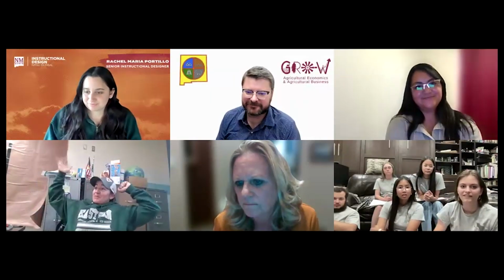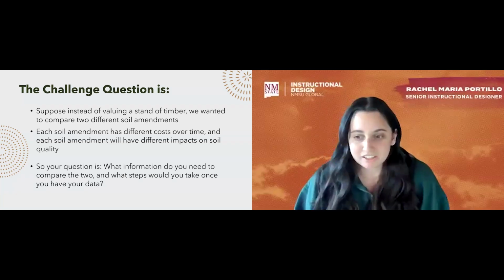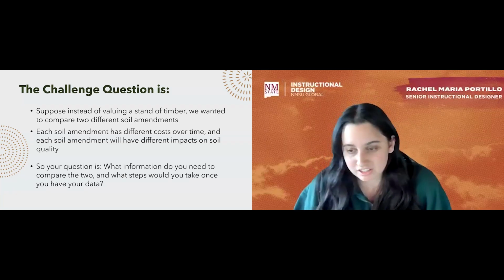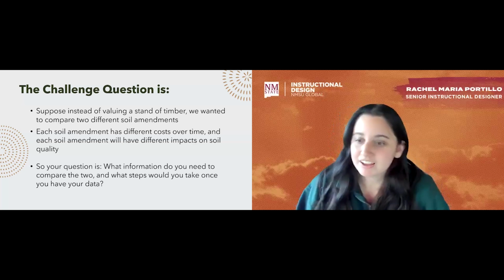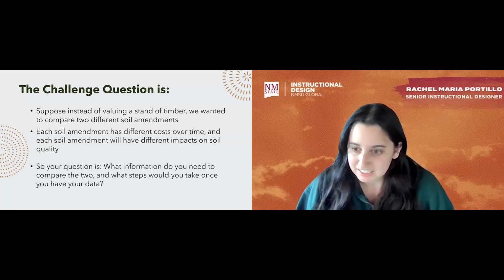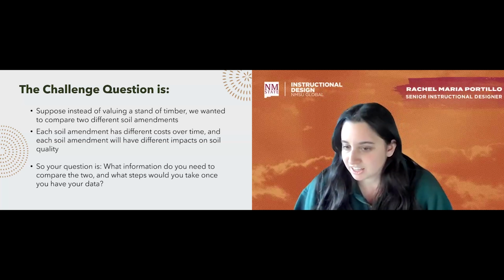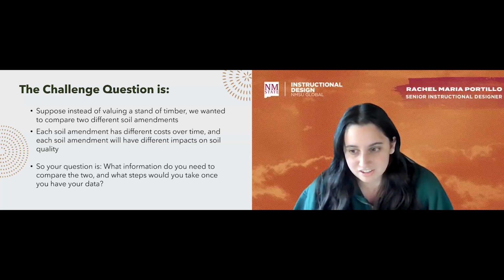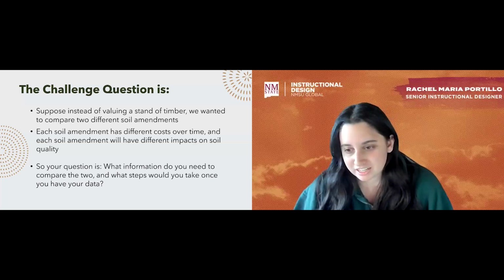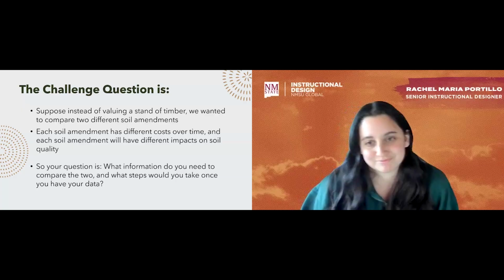Okay, when looking at the soil amendments, you would want to look at initial costs, recurring costs, and impact on soil quality, and calculate efficiency. Steps to take is collect data, analyze cost benefits, and based on data, make a decision on what to do. Yeah, I say that's a great answer for me.